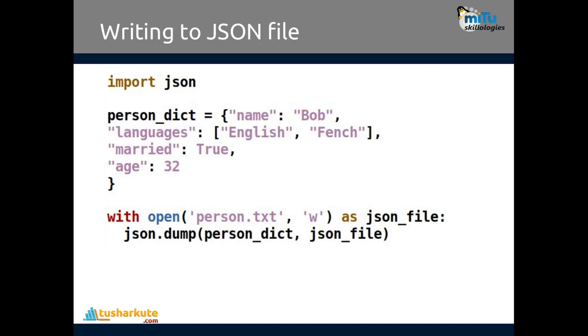Okay, so to write that data in a JSON file, we must have a dictionary with us, and that dictionary we can store as it is inside a JSON file. So let's create that first. I just created a dictionary: name Bob, languages English and French, married true, age 32. So a total of 4 elements are there, and one key, the languages key, contains 2 elements inside it.